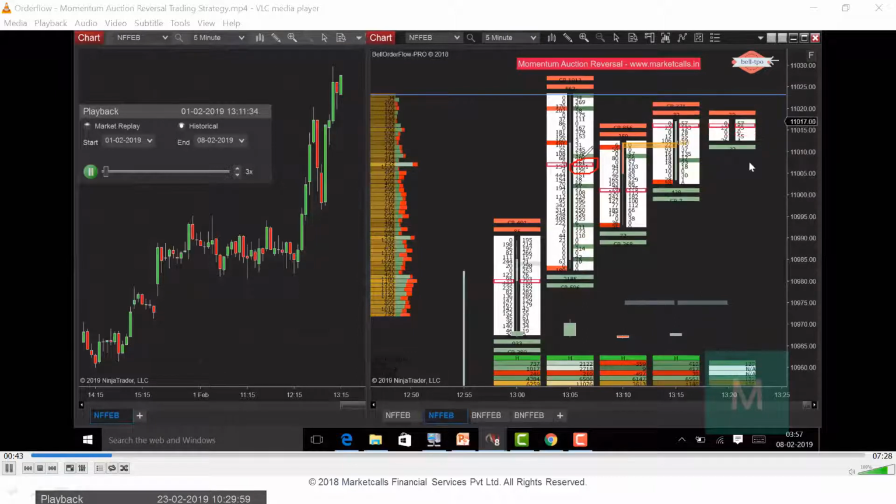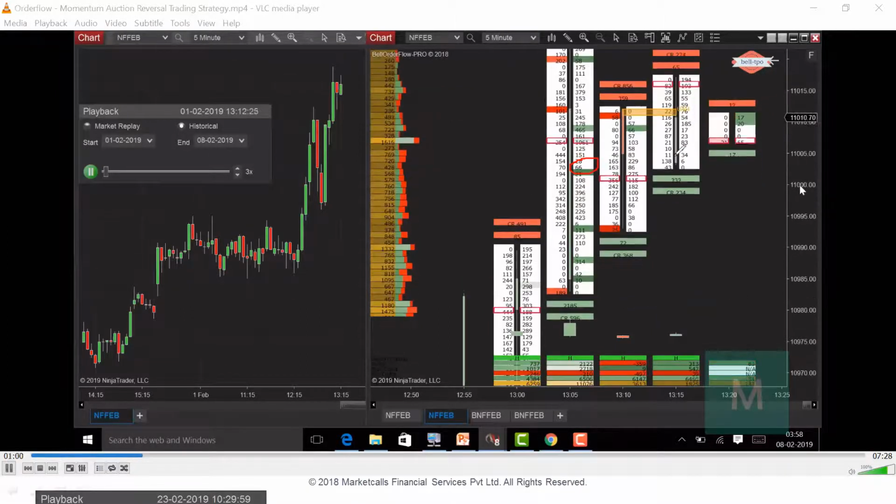I think it's a 7-minute video, so we are running at 3x speed. So every second, 3 seconds are getting passed by. So one of the places where one can place a stop at the day high and initiate a trade over there. It is a combination.